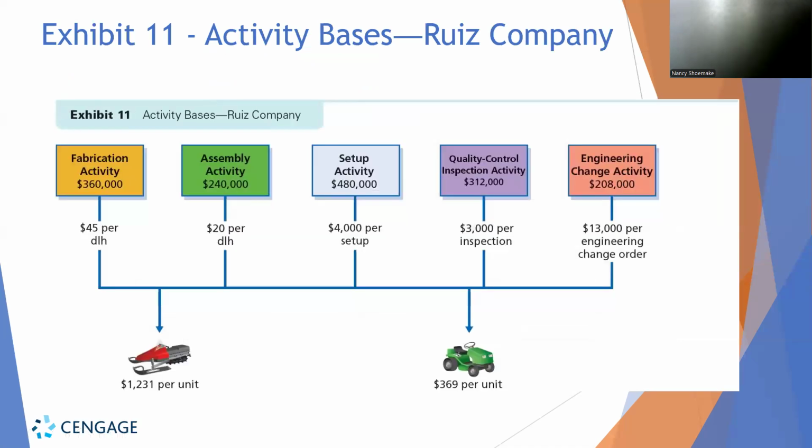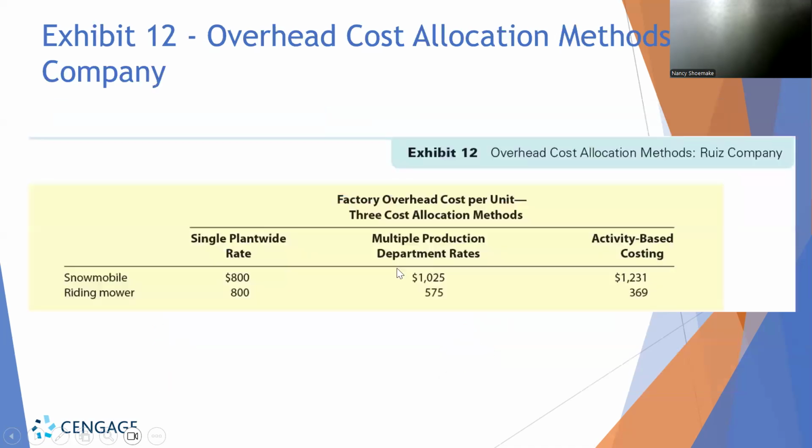So when you do it this way, the snowmobiles now, what's been allocated for the activities is showing a lot higher, and they are much more accurate. Higher. And then we've got the riding lawnmower, where the factory overhead is much lower. Make sense?